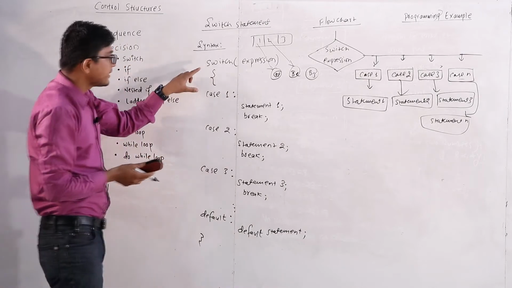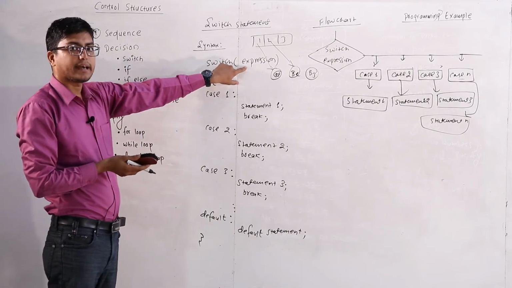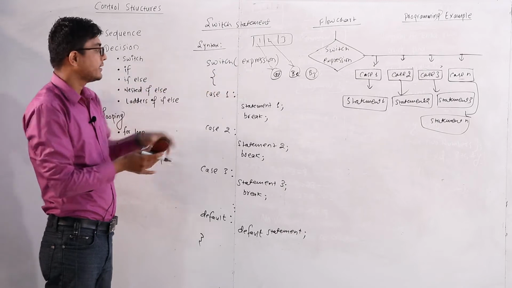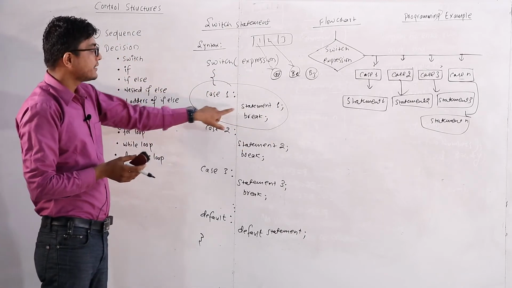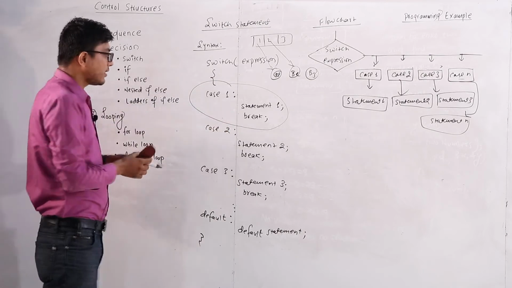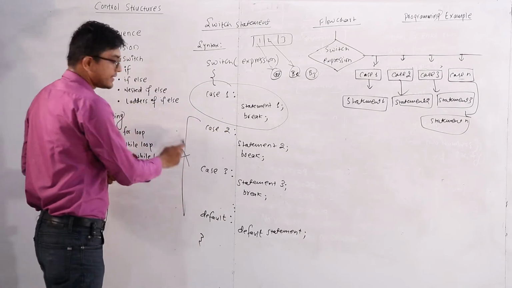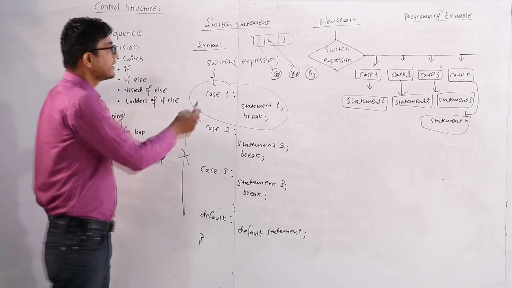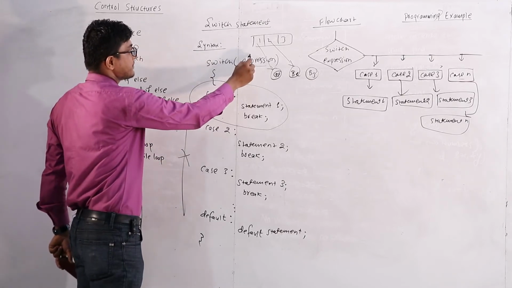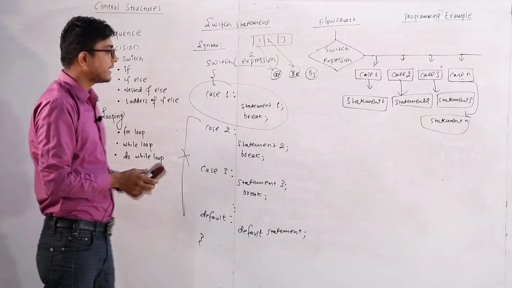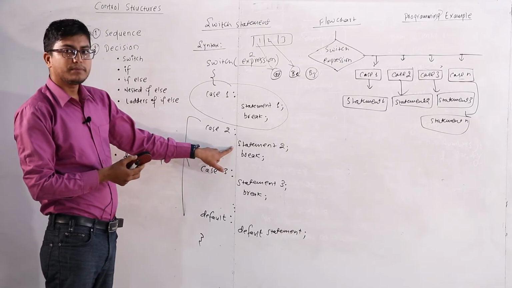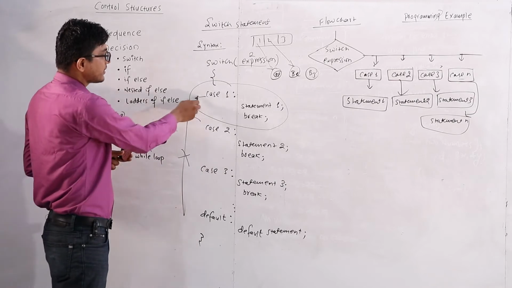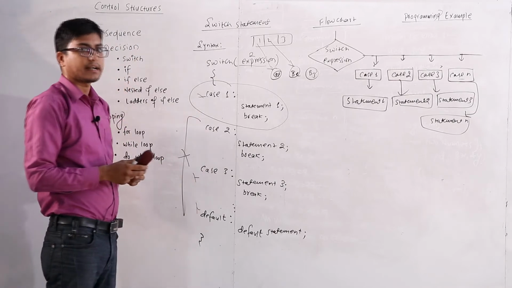It means if the value of the expression is 1, then case 1 will be evaluated and statement 1 will be executed. The rest of the statements are discarded. Similarly, if the value of the expression is 2, then case 2 will be evaluated and statement 2 will be executed, and case 1 and the other cases will be discarded.